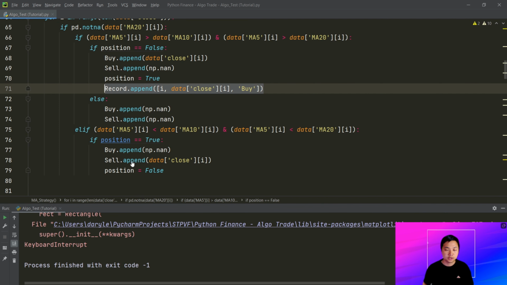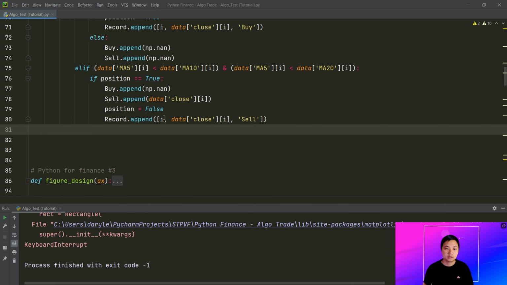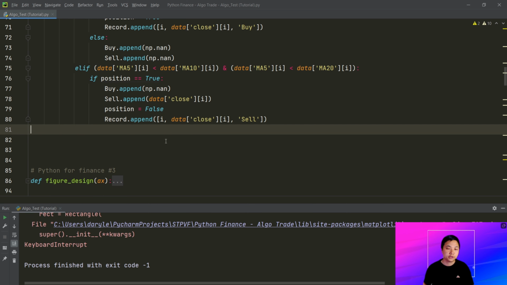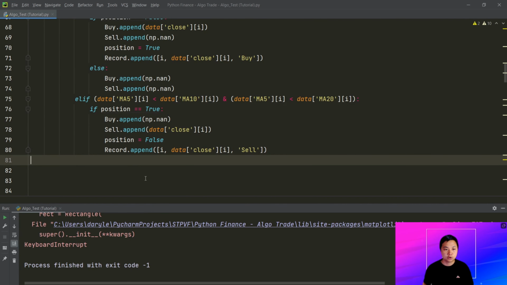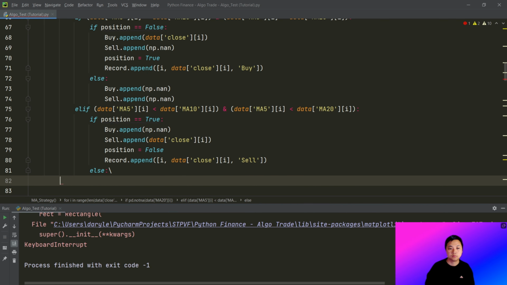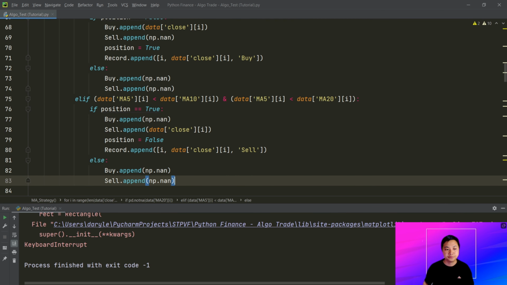And then for the record, in this case, we will just call the number of candles or the number of minutes, and then the closing price, and then just change this to a sell to make sure we know when we buy and when we sell. But of course, on the other hand, if we are not holding anything, and because we are not allowed short selling, in that case we just do nothing.